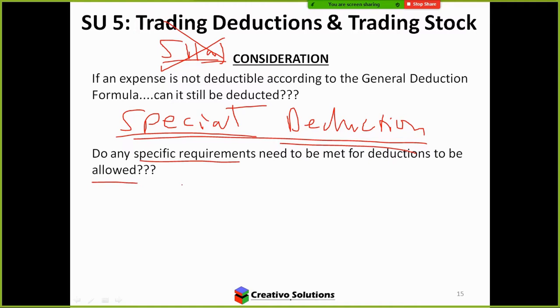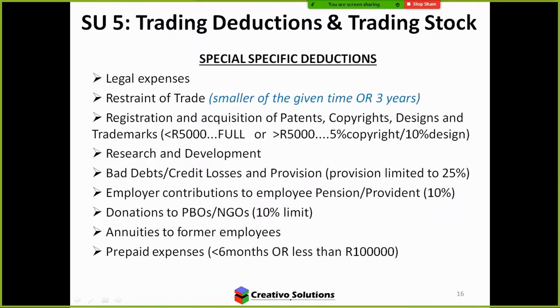Do any specific requirements need to be met before deductions are allowed? Yes, it must be business specific. It has to always be business. SARS will never ever allow personal, or recreation. It'll always have to be the business. It must be business related. Does that make sense?